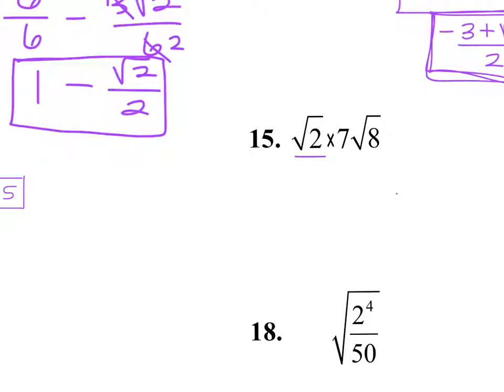So this is rad 2 times 7 rad 8. What can be multiplied in that? The radicals, right. Rad 2 times rad 8 is rad 16, and we are multiplying that by 7. What's rad 16? 4. So you're doing 7 times 4, or 28. Okay?